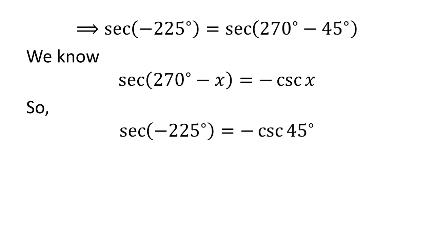Let us apply the above identity for secant of minus 225 degree. Here x is 45 degree. So secant of minus 225 degree is equal to minus cosecant of 45 degree.